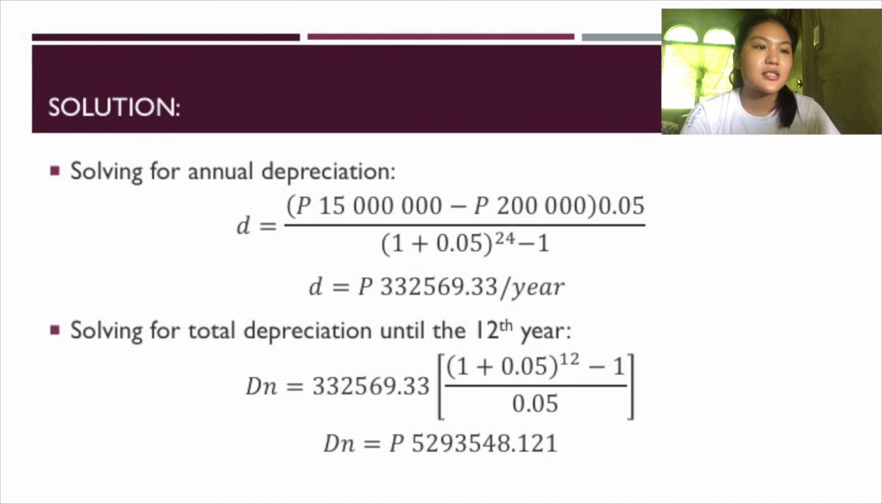332,569.33 times [(1 plus 0.05) to the power of 12 minus 1] over 0.05 is equal to 5,293,548.121 pesos.